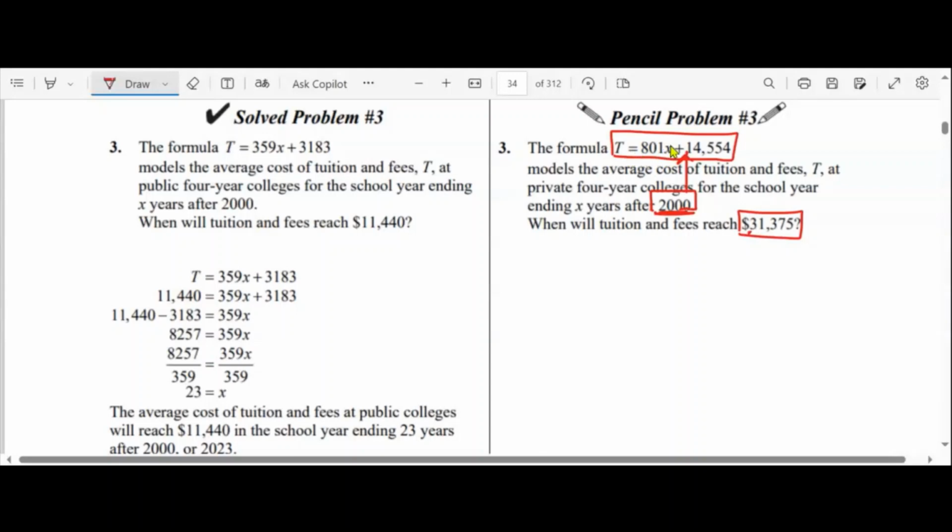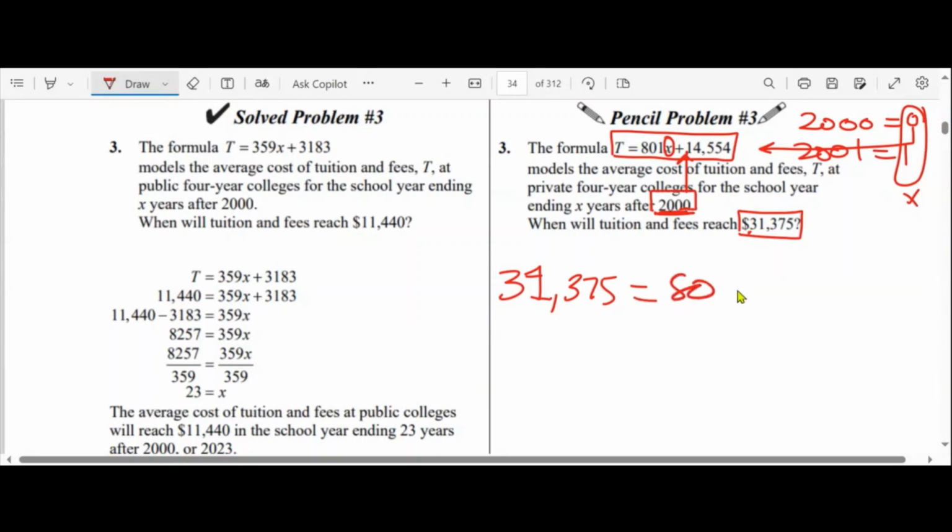You have to calculate. X is starting from 0. Like 2000 is going to be what? You can use the 0 here. Put the 0 here, and then you apply it, and it gives you the tuition. So every year you increase by what? By 1. And this 1 is X, right? So he wants to know what year your tuition will reach 31,375. So all you have to do is just put this number here, right?